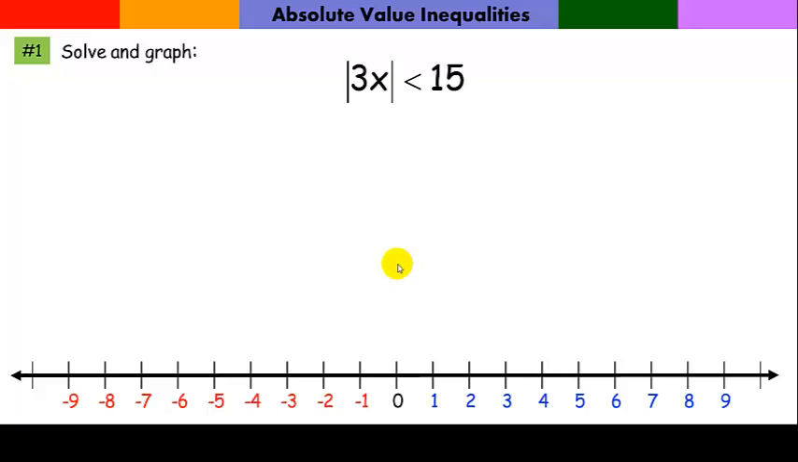All right, let's solve a couple of easy problems. We want to solve and graph this inequality. And it says the absolute value of 3x is less than 15.